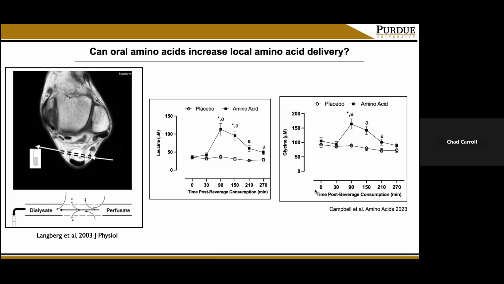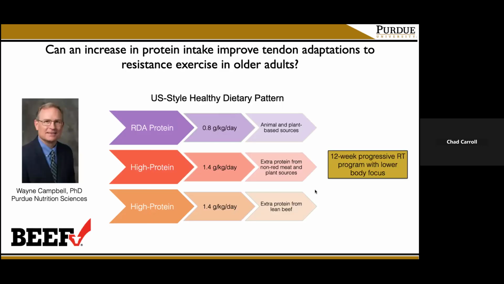So we recruited some young and older adults, gave them an amino acid bolus, a mixed amino acid bolus, put the catheter in, and measured the changes in amino acid concentrations at the level of the Achilles tendon. And lo and behold, we saw a nice, robust increase in amino acid levels. So we solved that problem, and I'm not sure if that's why the grant got funded, but it was a cool study.